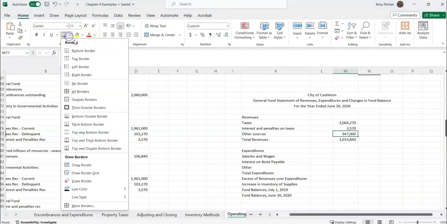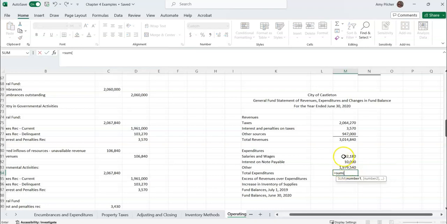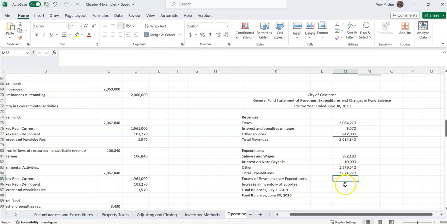Okay, so we have our total revenues, and then we have our total expenditures, where we had salaries and wages. We paid interest on a note payable, and then we had supplies, purchases, and other expenses. And our excess of revenues over expenditures, we had a $3,000 increase in supplies.